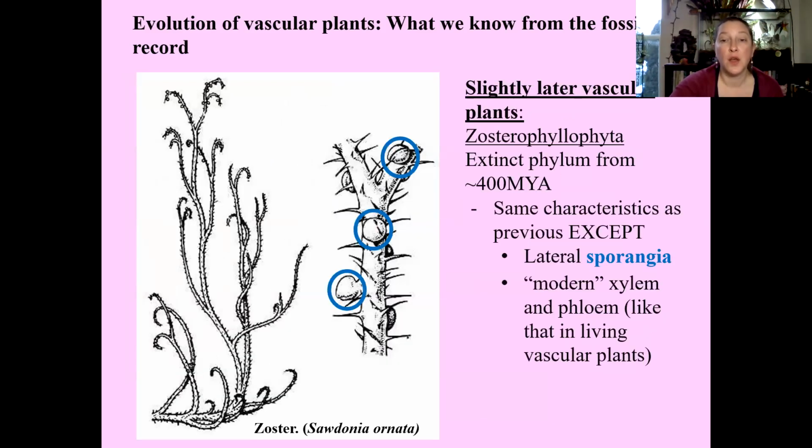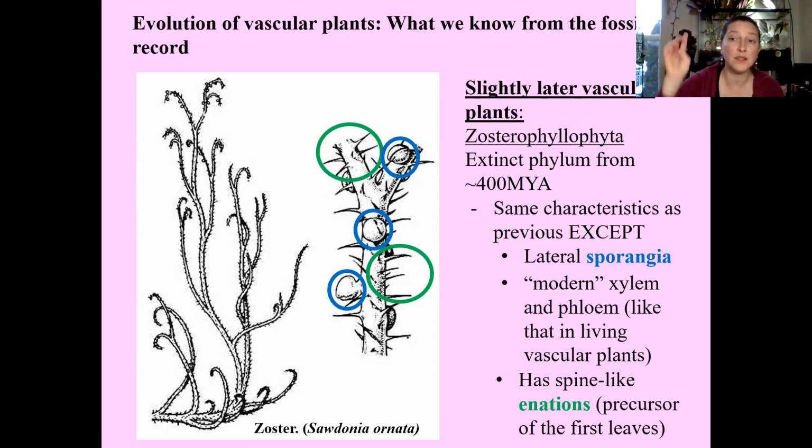And then we talked about the slightly later vascular plants, Sawdonia here, and they have the same characteristics as the intermediate and the early vascular plant. However, now there are lateral sporangia, which is different. The xylem and phloem tissue is looking a little bit more like what we see in modern plants. And there's this new term, enation, which are these spike-like things that come off the stem, which we believe are the precursor to the first leaves, or what eventually turned into the first leaves.